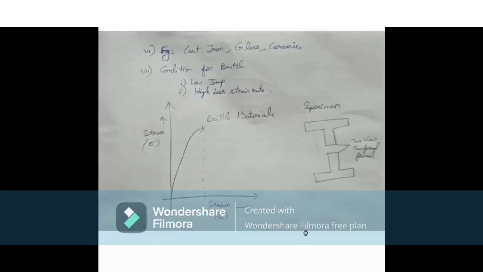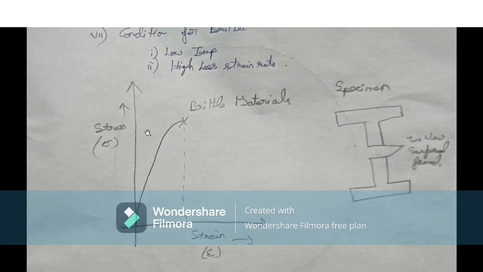Examples of brittle material are cast iron, glass, and ceramic. These three materials have very high strength, so they fracture easily if you give a large amount of force. The conditions for brittle fracture are lower temperature and lower strain rate. These two conditions are necessary for brittle fracture.